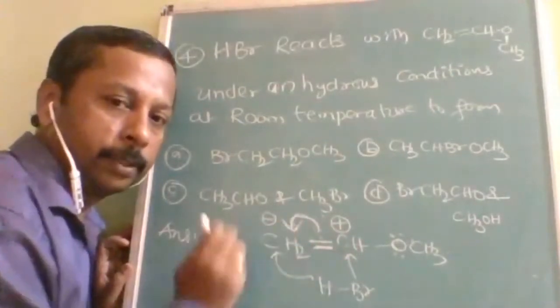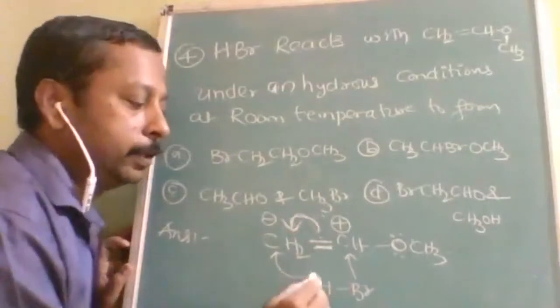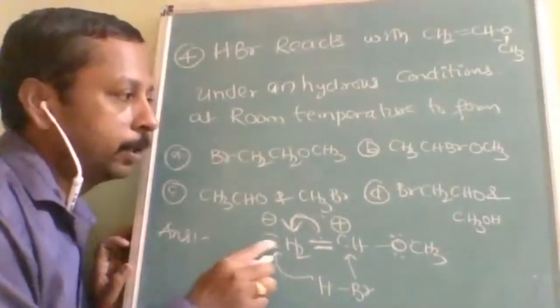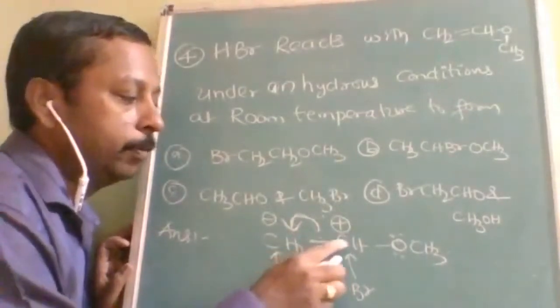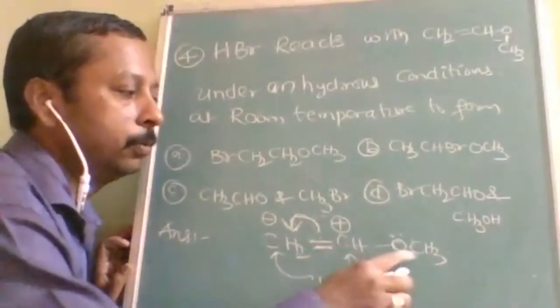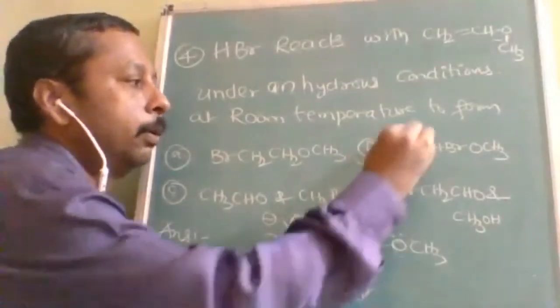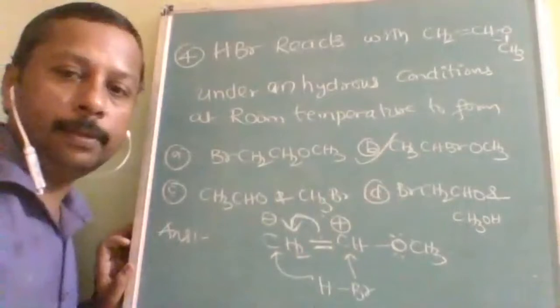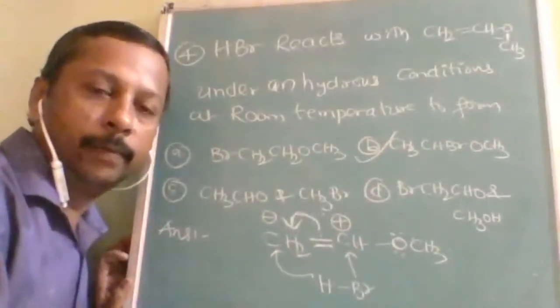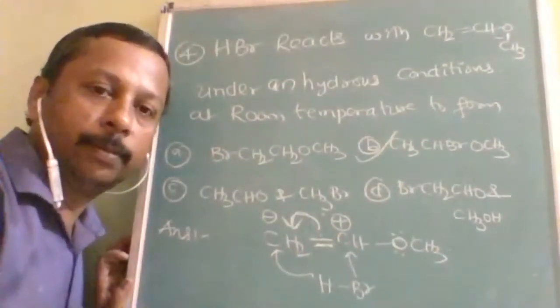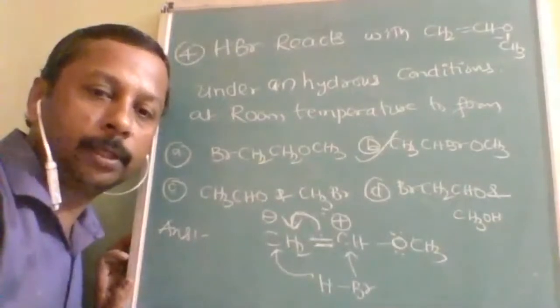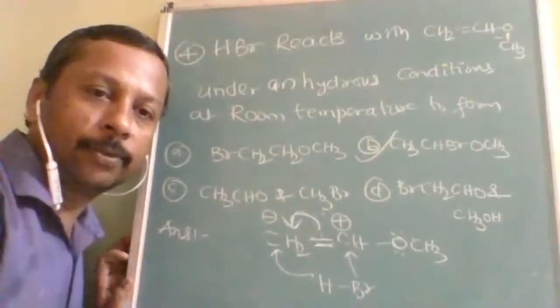Why is it the correct option? Is it understood? Now, if this is the case, then what will be the product? CH3 single bond CHBr OCH3. So that option is B. How to understand the cleavage? Which type of shift is to be made? I think it is clear now. Okay, ready for the next question?